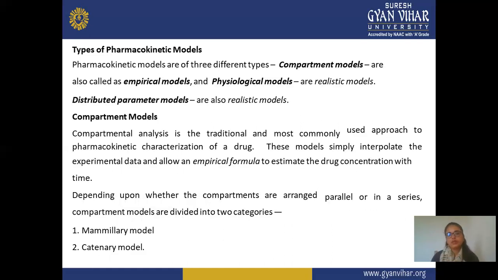Next is types of pharmacokinetic models. Pharmacokinetic models are of three different types. One is the compartmental model, which is called the empirical model. Second is the physiological model, which is known as the realistic model. Third is the distributed parameter model, which is also called a realistic model. We already saw these models in the previous flowchart. So these are the three pharmacokinetic models, each with another name.